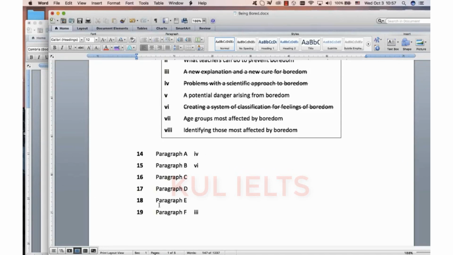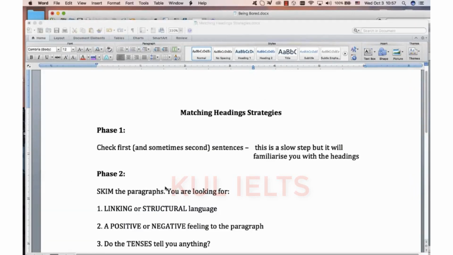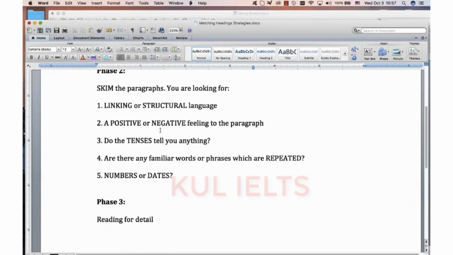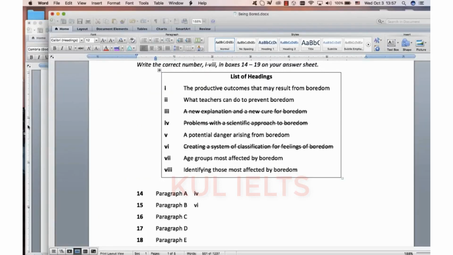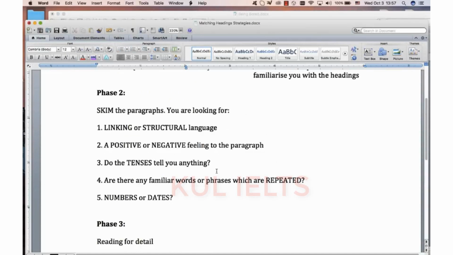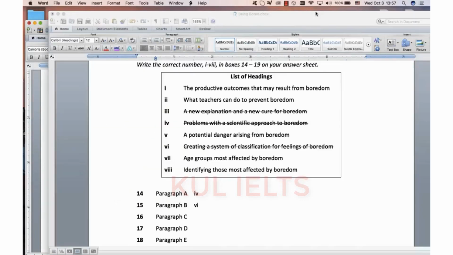So now we can move on to phase 2, where we're looking at structural language. We're looking for positive and negative feelings, maybe tenses, vocab, and numbers or dates. Okay, so now we're going to go to phase 2. We're going to skim the paragraphs, look for some structural language, see if we can get positive or negative feelings. I don't think there's anything about tenses in this. I don't think there's anything about numbers and dates, maybe some repeated things. So let's take a look.